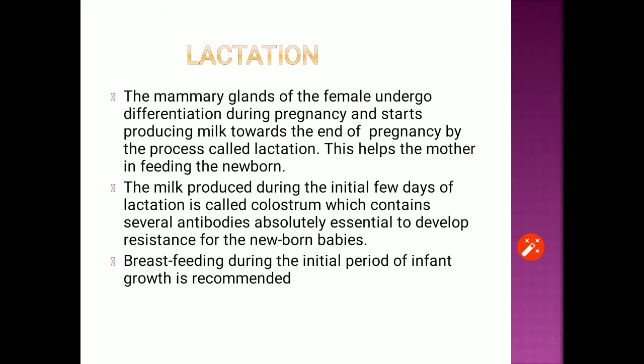The milk produced during the initial few days of lactation is called colostrum, which contains several antibodies absolutely essential to develop resistance for the newborn babies. That means colostrum provides passive immunity, which in turn gives disease resistance power.